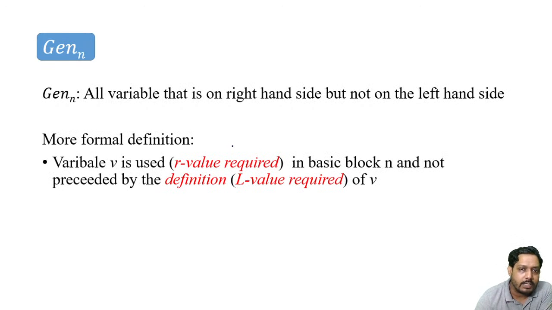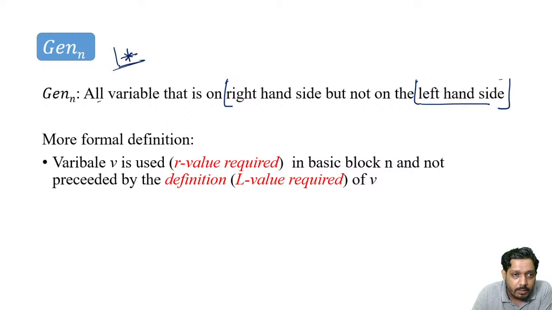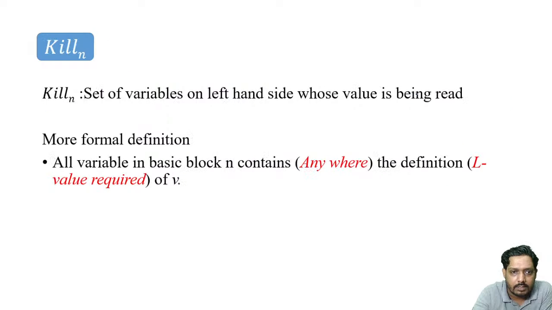Gen n is all the variables that are on the right hand side but not on the left hand side. This is a very important point that we will use. ठीक है, formal definition में भी नहीं जाते हैं. ठीक है, we don't go into this. Gen n is what? Gen n is all variables that are on the right hand side but not on the left hand side. Kill n is the set of variables which are getting updated.